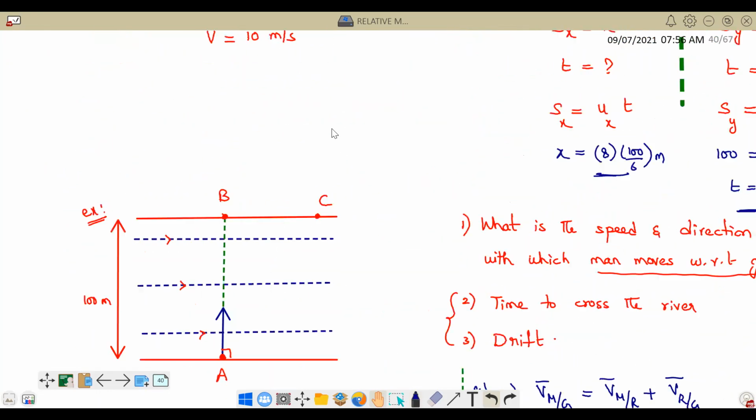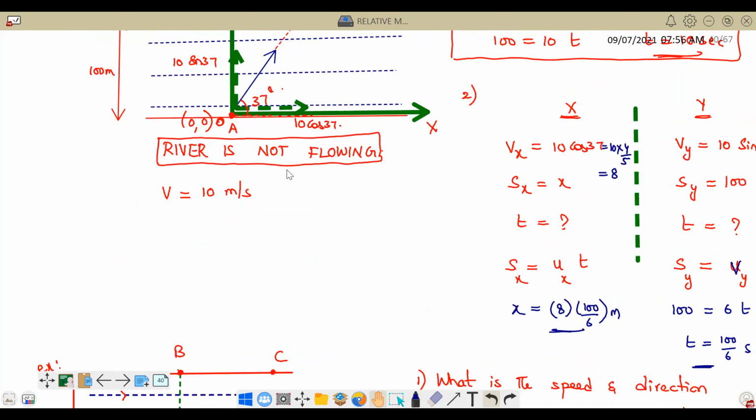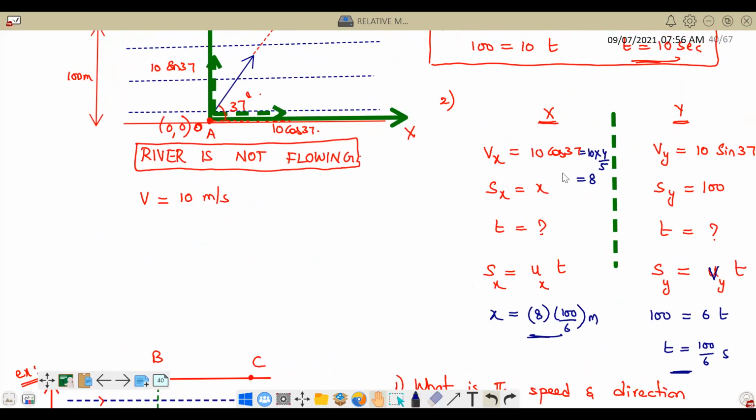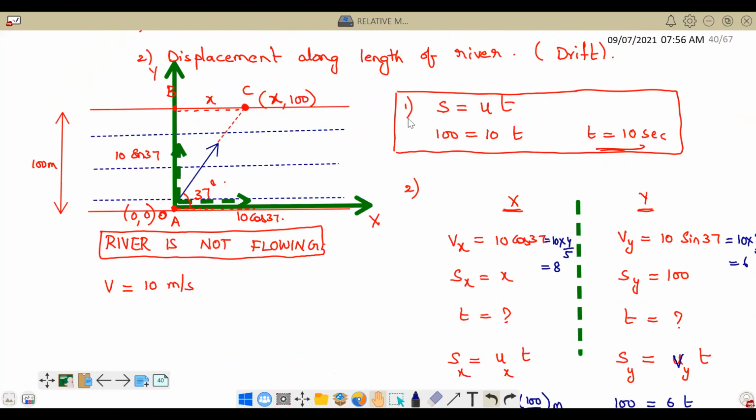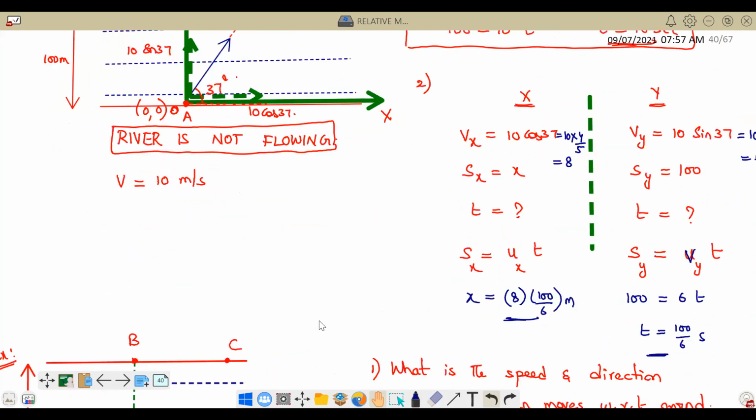in the first case I took the river as not flowing. So river is not flowing, only the man's velocity is there. Therefore we don't have any problem. Directly only one velocity is there, so we wrote the x component, y component. If it is traveling only in one direction, then there is no problem. But suppose the man moves at some angle, we can resolve. There is only one velocity.